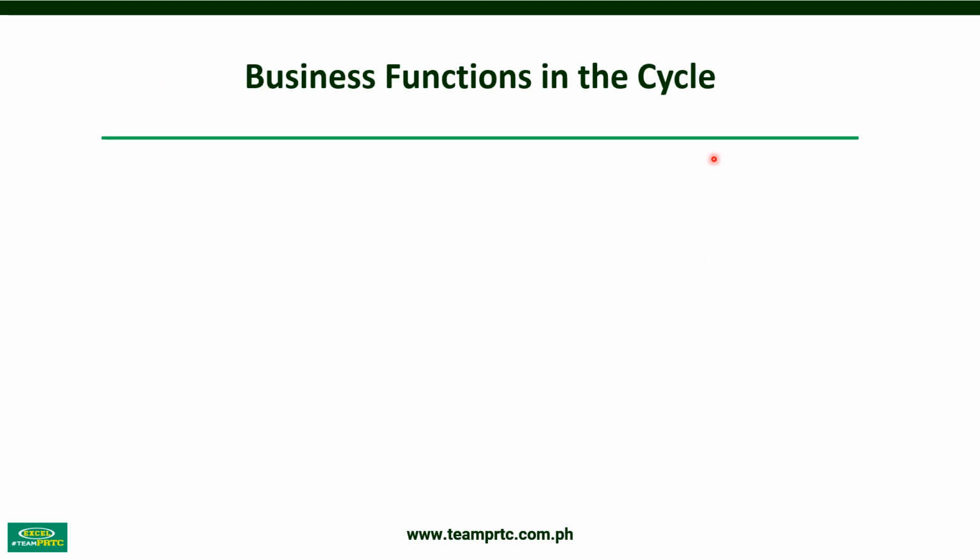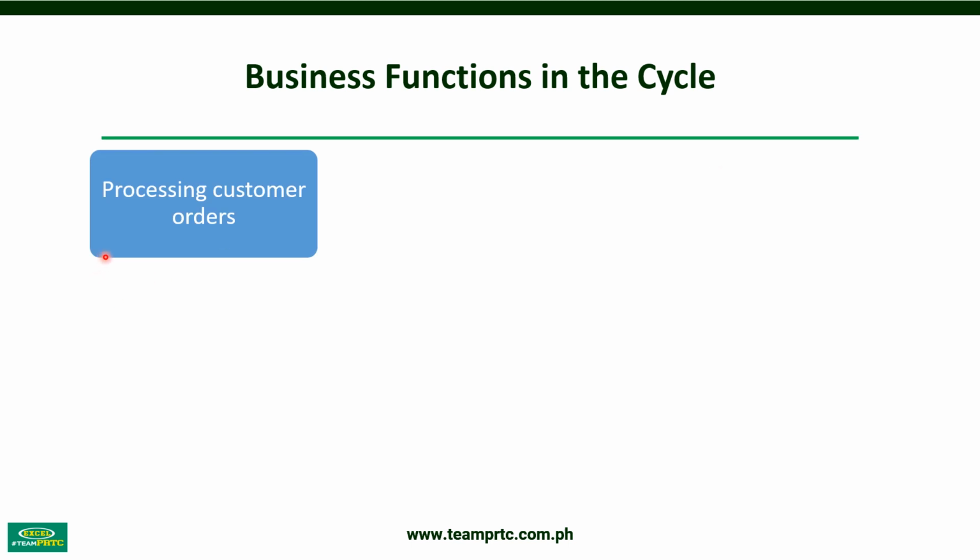Now let us discuss the different business functions in the cycle. Okay? Earlier we discussed the 5 classes of transaction. Now we'll discuss the business functions. The first 4 business functions in the sales and collection cycle belong to the first class of transaction, which is the sales process. The first step in the sales and collection cycle is when the customer orders the goods or products of the entity. So what triggers the revenue cycle is the customer order.